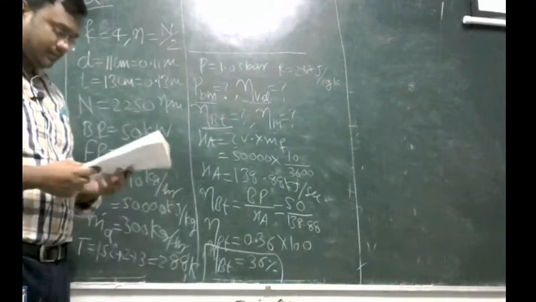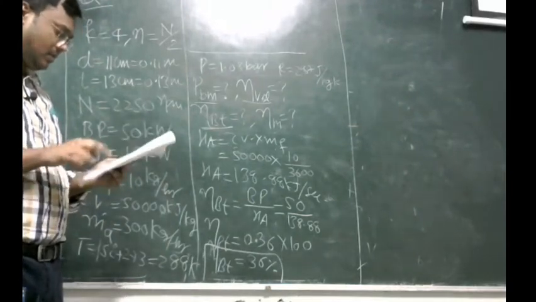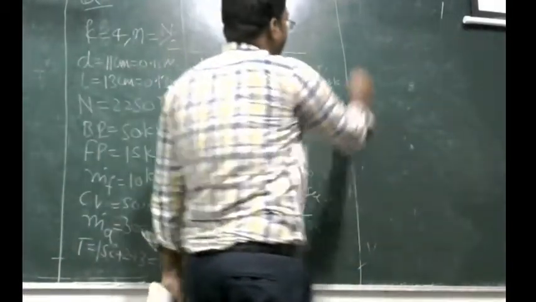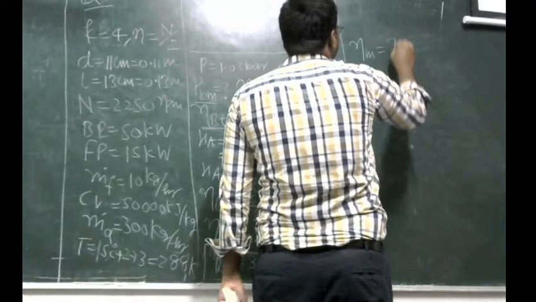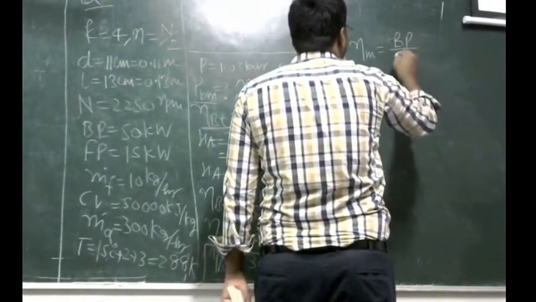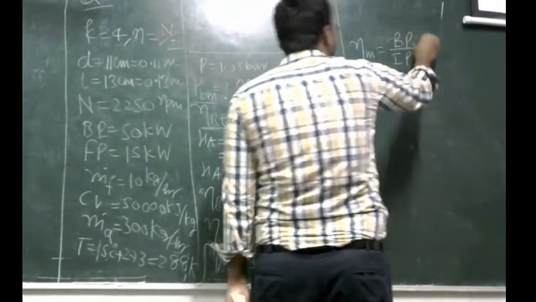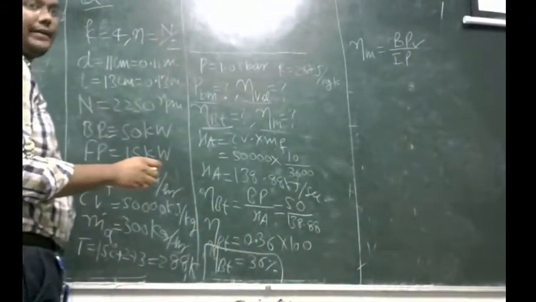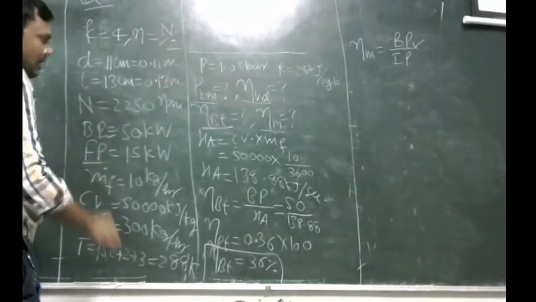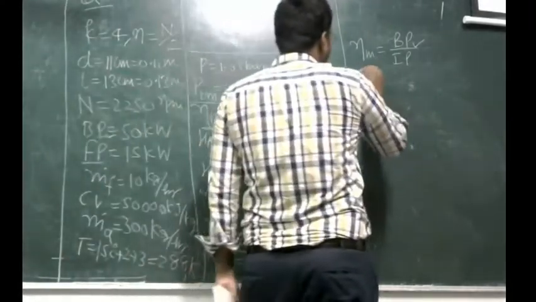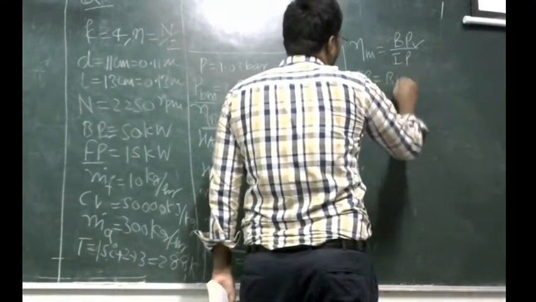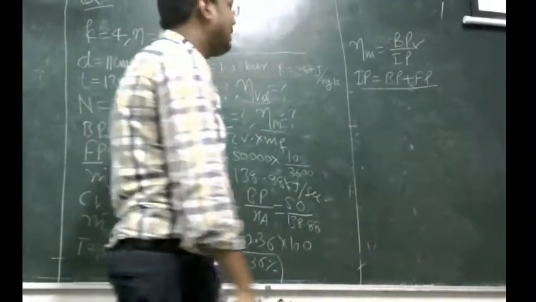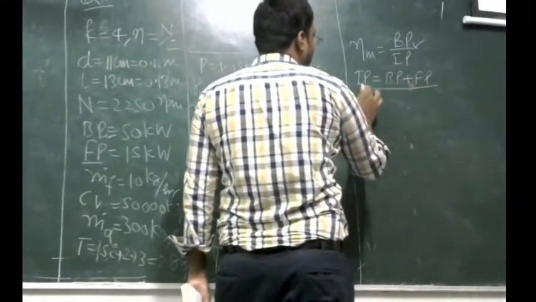Now the next question is mechanical efficiency. So we know the formula of mechanical efficiency. Eta mechanical is equal to brake power divided by indicated power. In the question, brake power is given, but indicated power we don't know. But frictional power is given here. And we know the relation that indicated power is equal to brake power plus frictional power. So add both values, brake power and frictional power, and we get the value of indicated power.